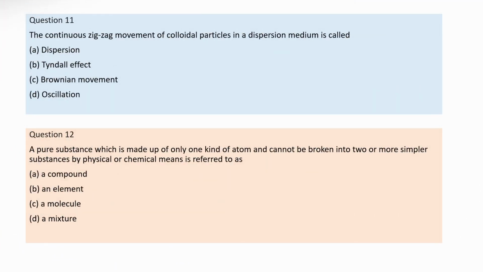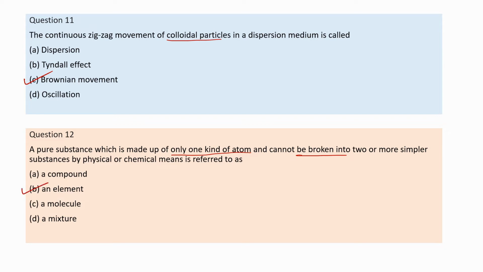Question number 11. The continuous zigzag movement of colloidal particles in a dispersion medium is called Brownian movement. Question number 12. A pure substance which is made up of only one kind of atom and cannot be broken into two or more simpler substances by physical or chemical means is referred to as compound. No, we can break the compound. Element is the correct option.